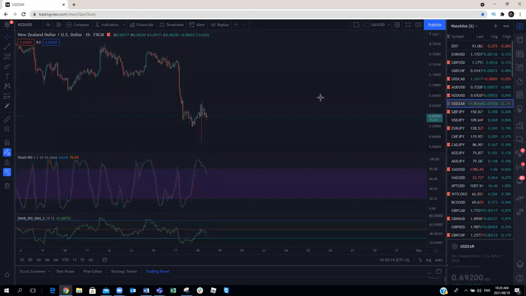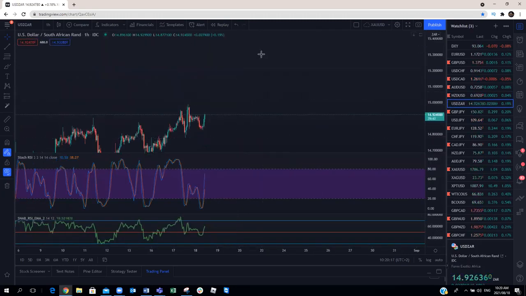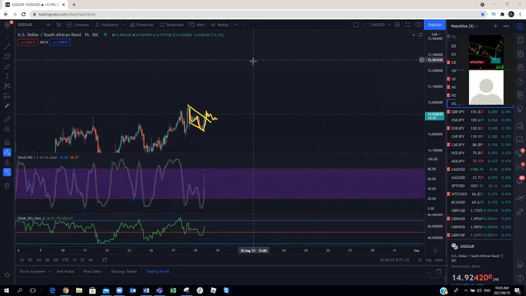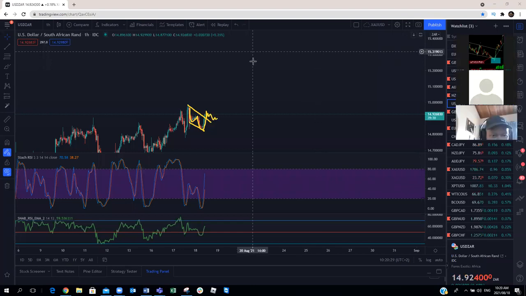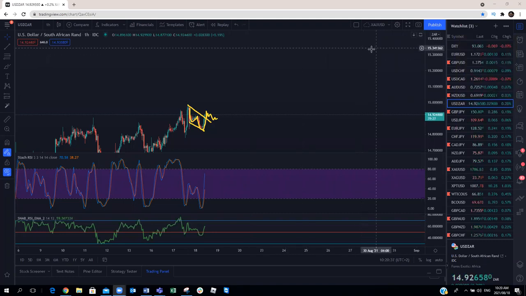USD/ZAR. So USD/ZAR is showing continuation to the upside. It has actually made this three-wave corrective structure. We're going to see more upside, and if this is going to make more upside, we won't see that reversal from the blue box on USD/CAD, because these are correlated. Right, so that is a USD/ZAR continuation to the upside in the short term.